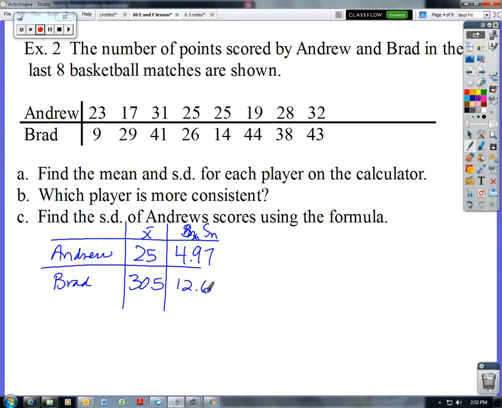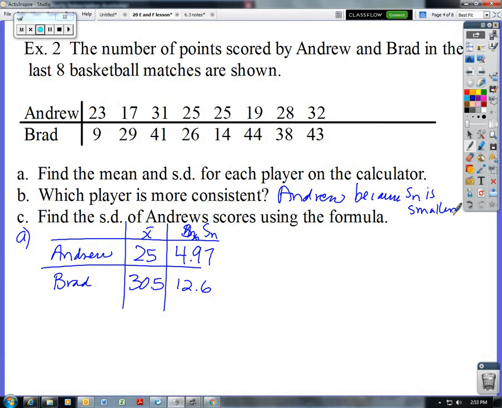We have answered letter A. Which player is more consistent? So you look at the standard deviation. Andrew has a smaller standard deviation. That means his scores are varying less from the mean, which means he's more consistent. So the answer to letter B is Andrew, because he has a smaller standard deviation. S sub n is smaller.